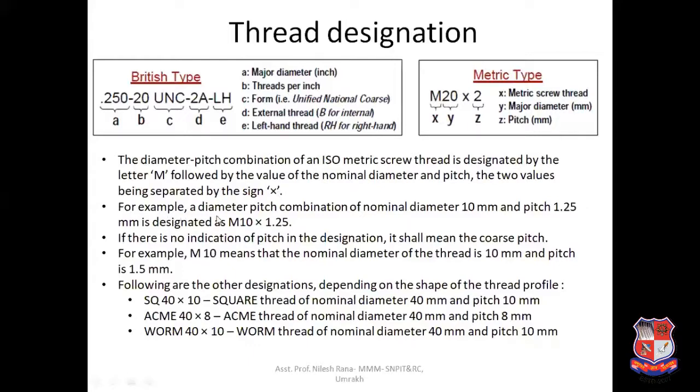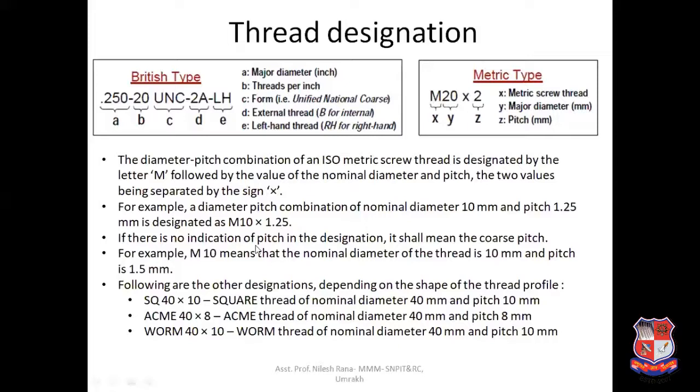For example, a diameter pitch combination of nominal diameter 10 mm and pitch 1.25 mm is designated as M10 by 1.25. It means metric form, 10 mm major diameter and 1.25 mm is the pitch value.